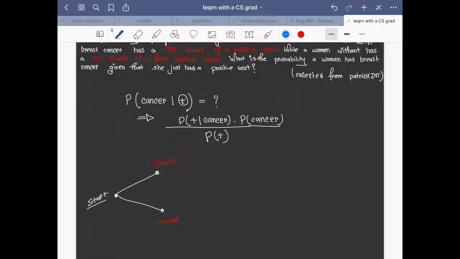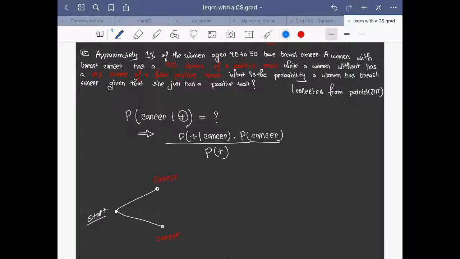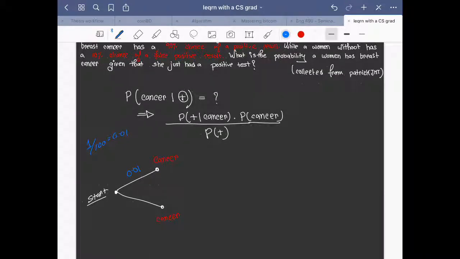One where the person has cancer, and one where the person doesn't have cancer. So what's the probability for that? This says there's a 1% chance of women aged 40 to 50 having cancer. So it's 1%, and 1 divided by 100 is 0.01. That's why it's written that way. And there's a 99% chance that the woman does not have cancer. This is a not sign. So moving on.